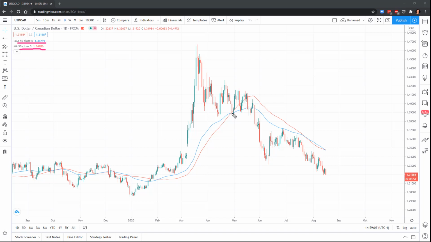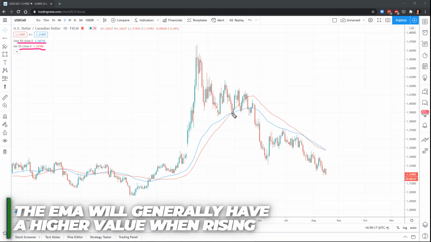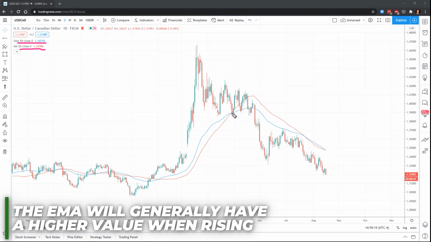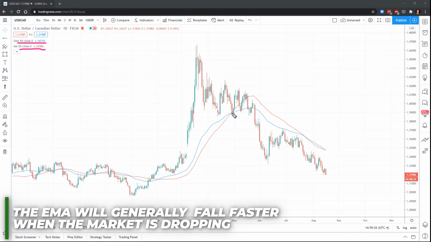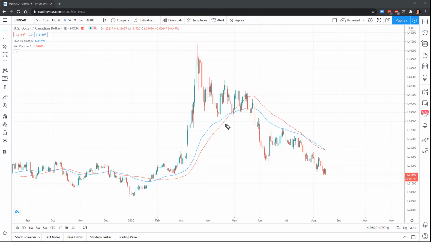So the calculation for the exponential moving average places more emphasis on recent data points, and as such, the EMA will generally have a higher value than the simple moving average when the market is rising, and the EMA will also tend to fall faster than the simple moving average when the market is dropping. And you can see that case in point right in front of you.